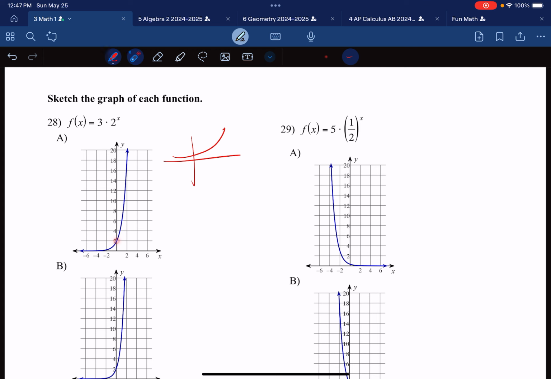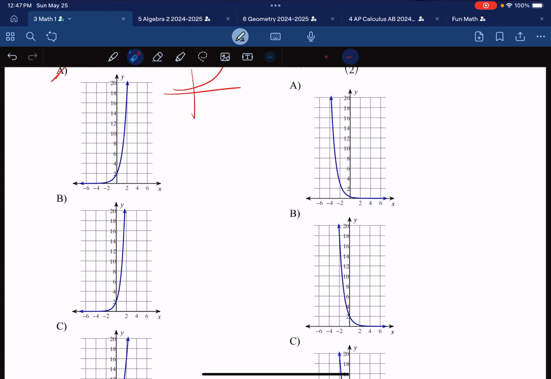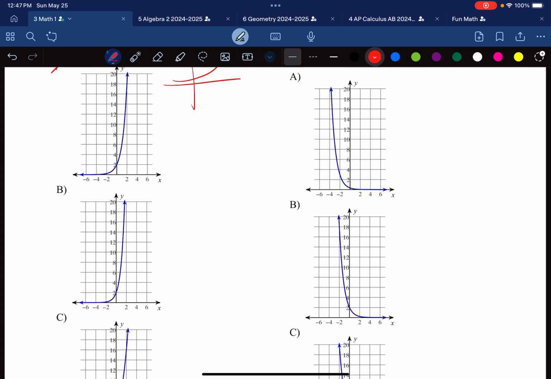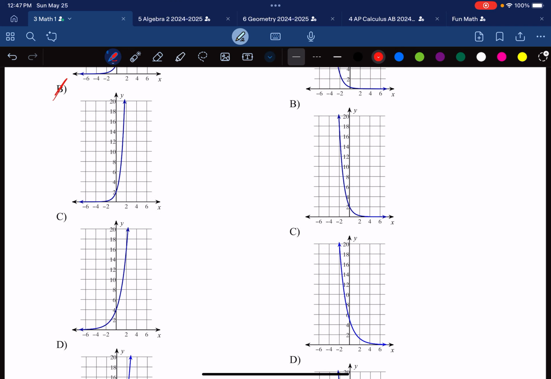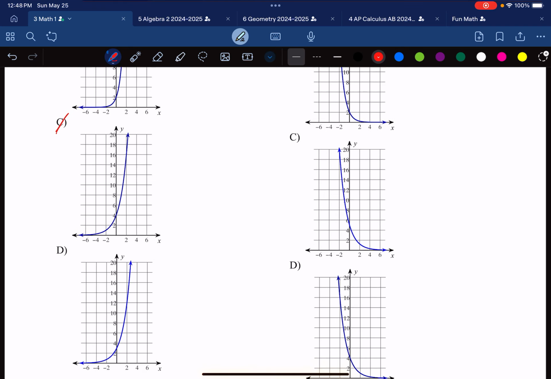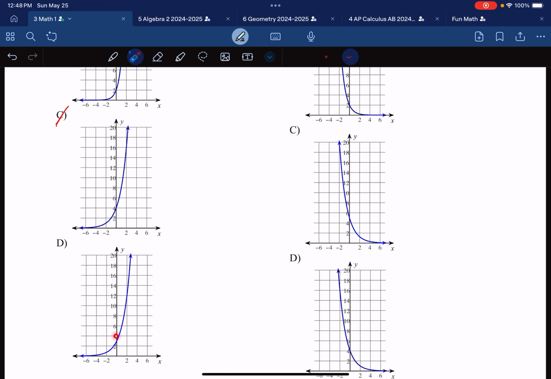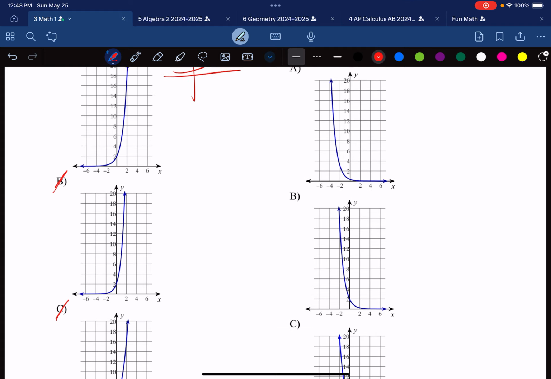This one has a y-intercept of 2, which eliminates A. Down here we have a y-intercept of 2 again, so that eliminates B. C has a y-intercept of 4, which eliminates C. And D has a y-intercept that's in between 4 and 2, therefore it's 3. The correct answer in this one is D.